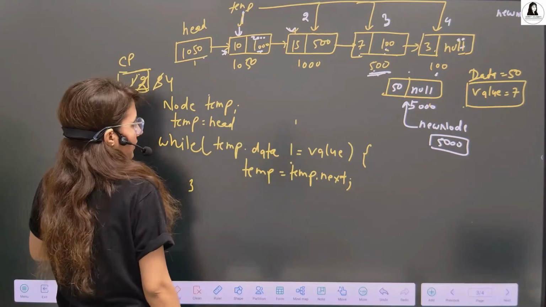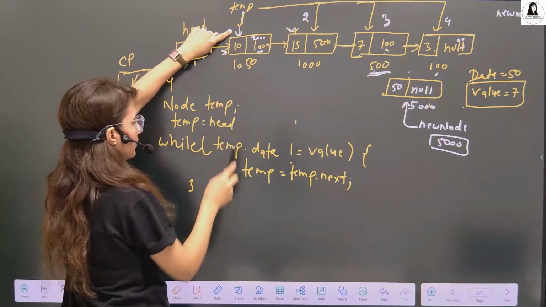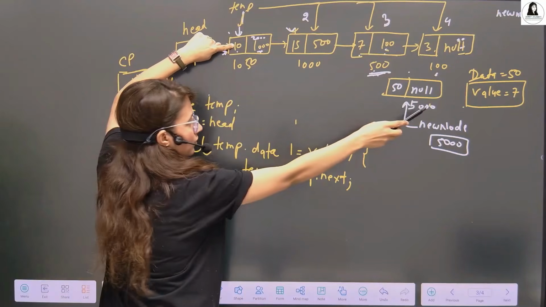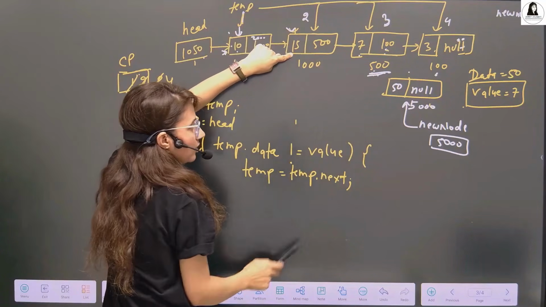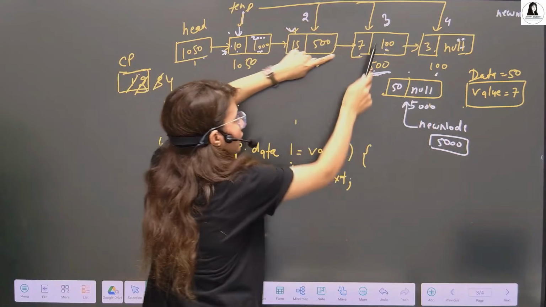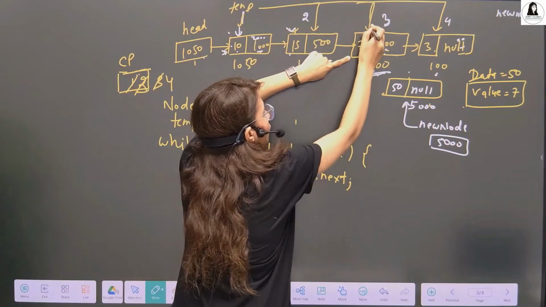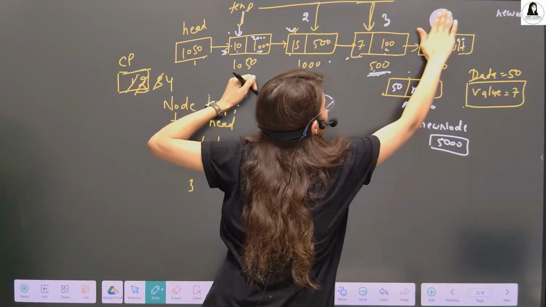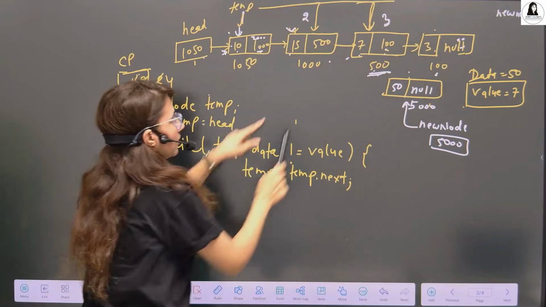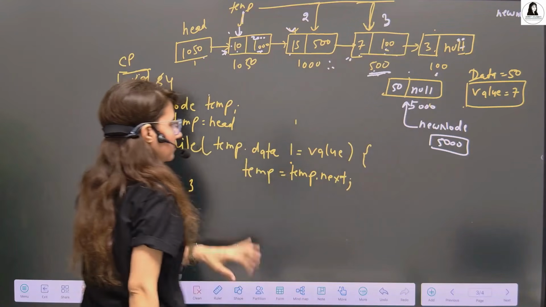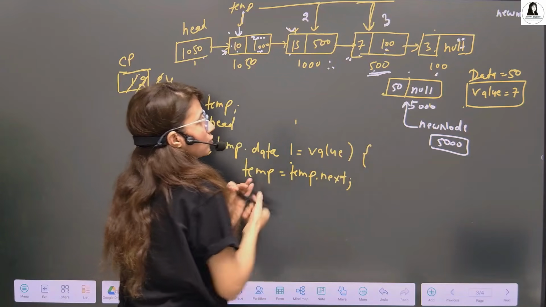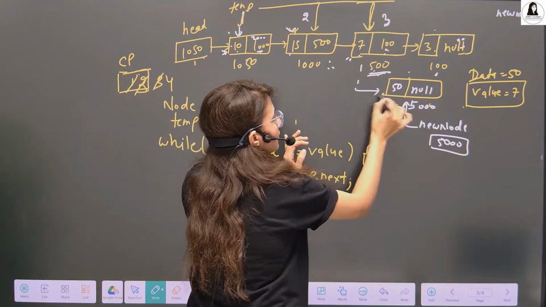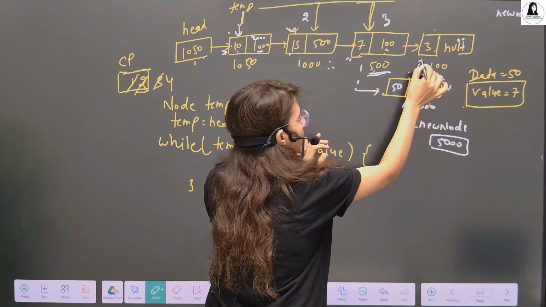Suppose we are writing something like this. At first, temp is here. Temp dot data is 10. Is it equal to the value? No. So temp dot next, temp would be here. Is it equal to the value? No. Move next. So now temp is pointing to this right now. Is it equal to value? Yes. Stop it. After this, I want to insert this node. So something like this I want to do, and this and break this.